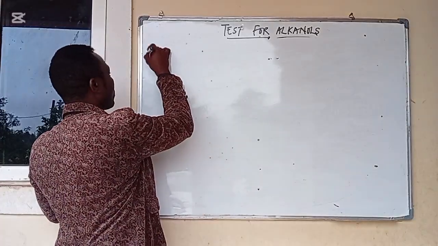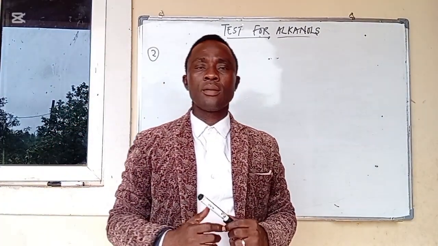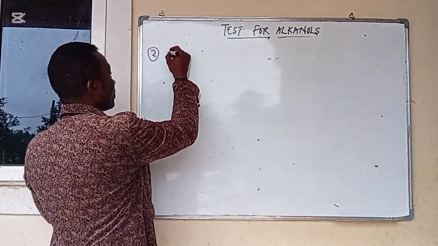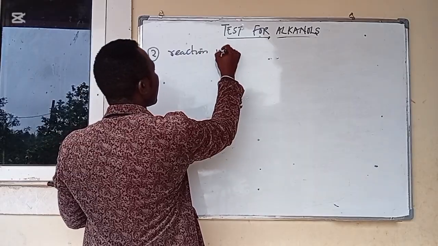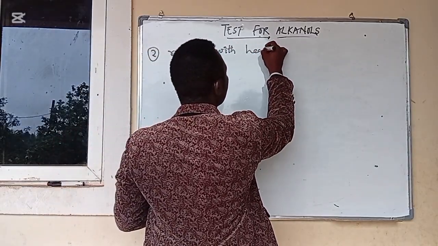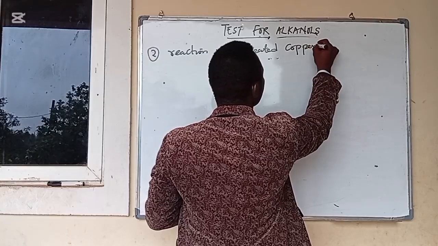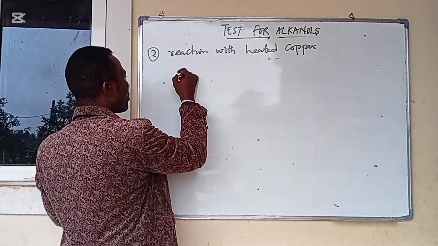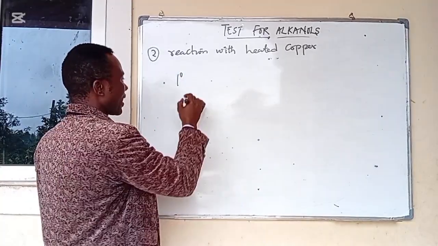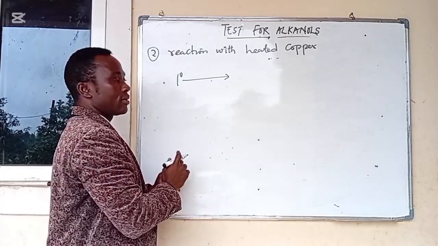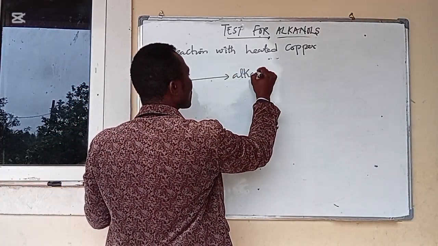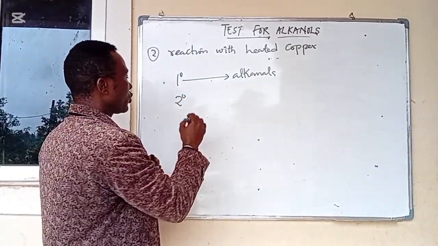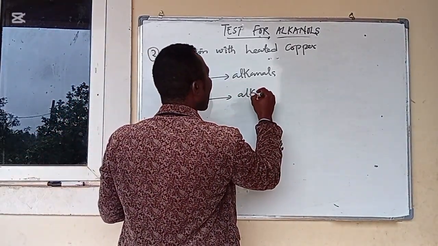Now let us take number 2. The second test that will differentiate between primary, secondary, and tertiary alkanols is the reaction with heated copper. When primary alkanols react with heated copper, the reaction gives alkanals. When secondary alkanols react with heated copper, they give alkanones.